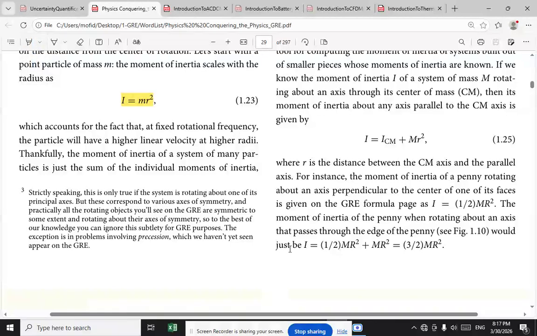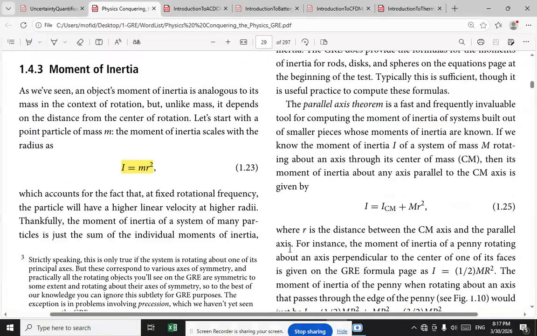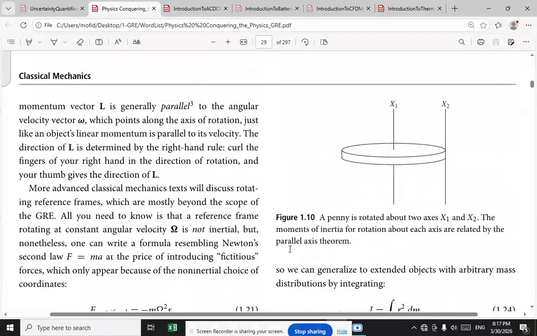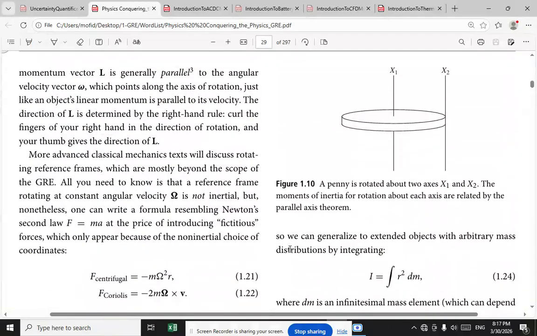So to the best of our knowledge, you can ignore this subtlety for GRE purposes. The exception is in problems involving precession, which we haven't yet seen appear on the GRE. Figure 1.10 illustrates a penny rotated about two axes, x1 and x2. The moments of inertia for rotation about each axis are related by the parallel axis theorem.